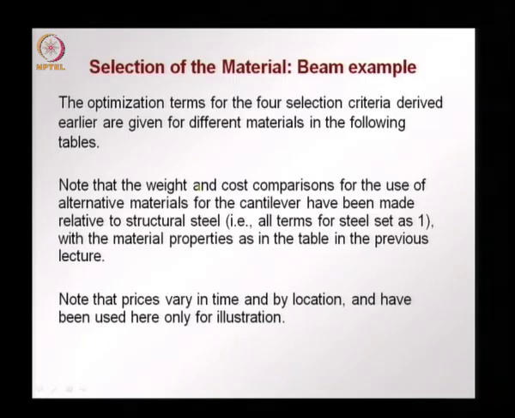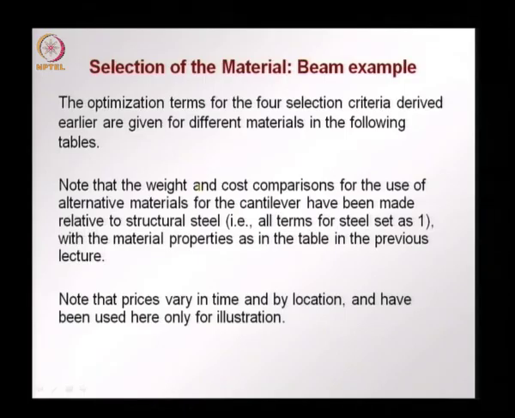We have looked at 4 selection criteria. We have looked at how to minimize weight while getting the required stiffness. We looked at how to minimize weight getting the required strength. We looked at a criterion for minimizing the cost for getting the required stiffness, and minimizing cost to get the required strength for the given beam.